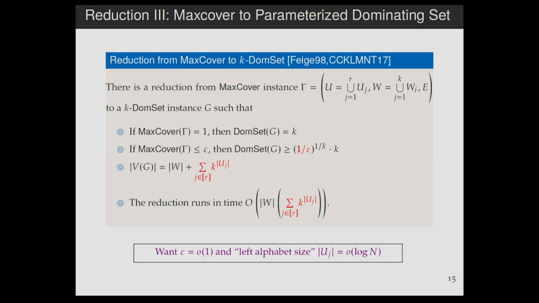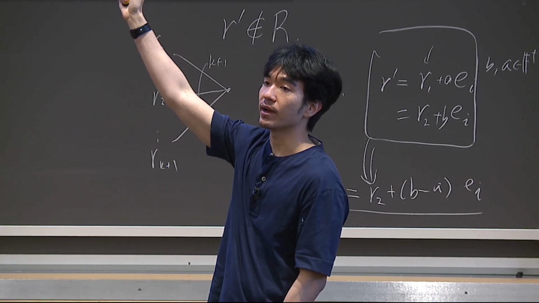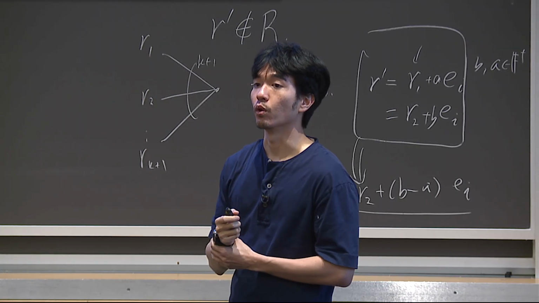So this is a different requirement compared to the previous two requirements. And also note here that this reduction is for general k, whereas in the previous two problems, we use k equal to 2 only.